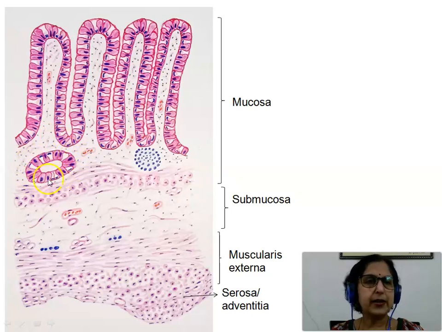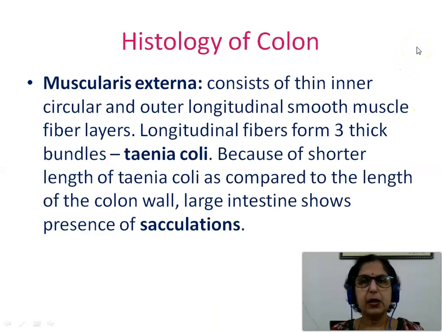an intestinal gland. Lower part of the mucosa shows muscularis mucosae having inner circular and outer longitudinal layers of smooth muscle fibers. This here is the submucosa made up of dense irregular connective tissue, collagen fibers, few smooth muscle fibers and blood vessels. Muscularis externa consists of thin inner circular and outer longitudinal smooth muscle fiber layers.